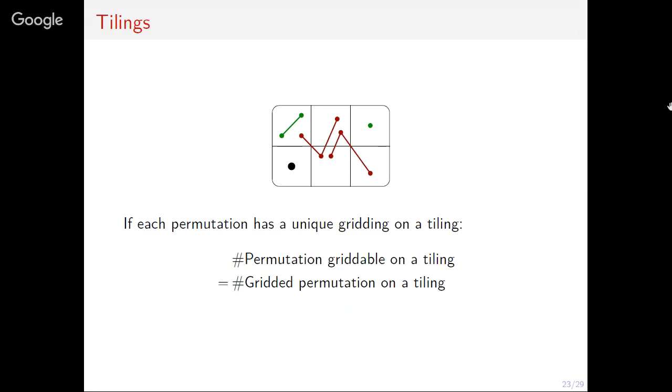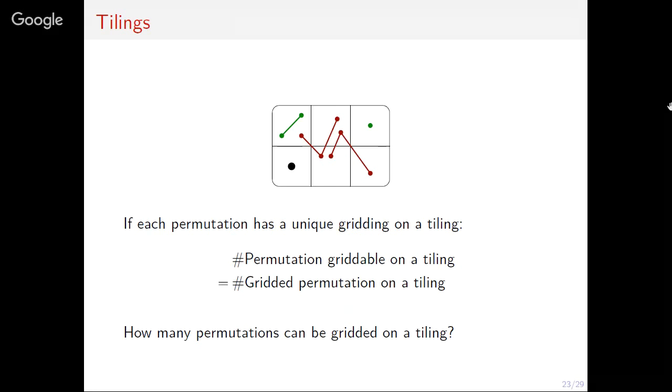So one thing to note is that if each permutation has a unique gridding on a tiling, then the number of permutations griddable on a tiling equals the number of gridded permutations on the tiling. So we could ask ourselves how many permutations can be gridded on a tiling. We could simply reduce this to counting the number of gridded permutations on the tiling.